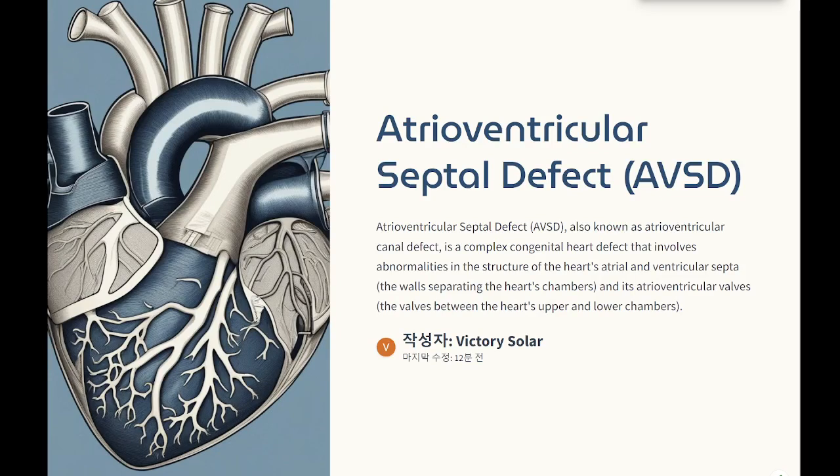Atrioventricular septal defect, AVSD, also known as atrioventricular canal defect, is a complex congenital heart defect that involves abnormalities in the structure of the heart's atrial and ventricular septa, the walls separating the heart's chambers, and its atrioventricular valves, the valves between the heart's upper and lower chambers.